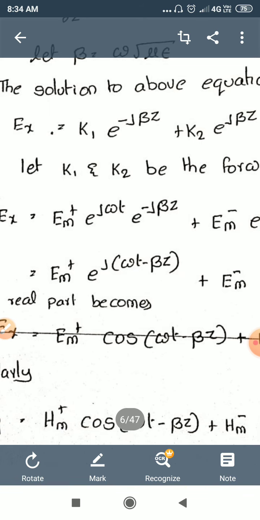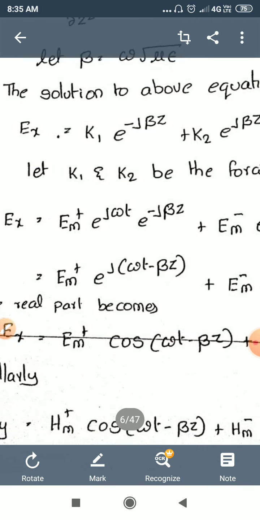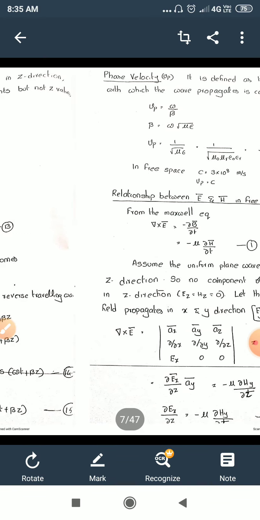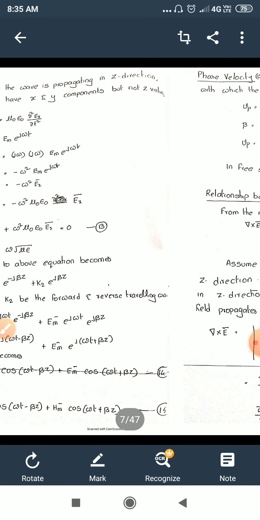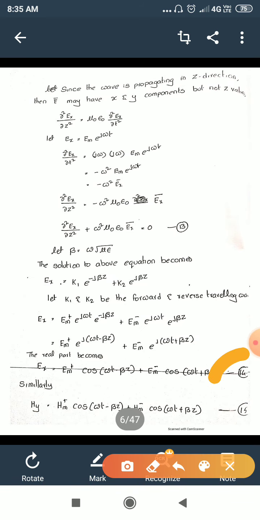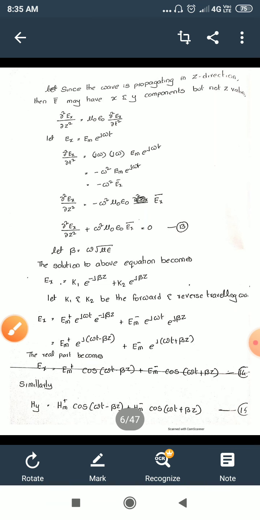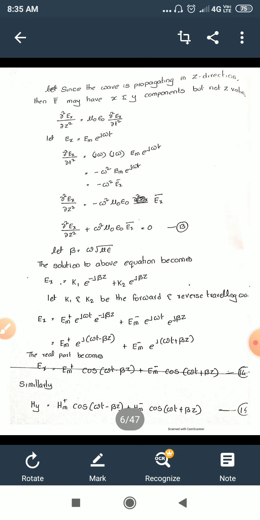So finally we got two equations. One is Ex and the other one is Hy. These two equations are taken as 14 and 15. Now leave these equations up to here. So that is 14 and 15. These two are the equations. Later we will use them in order to find out the relation between E and H.